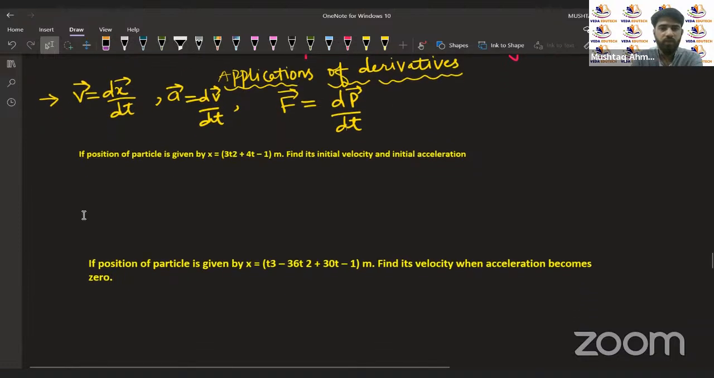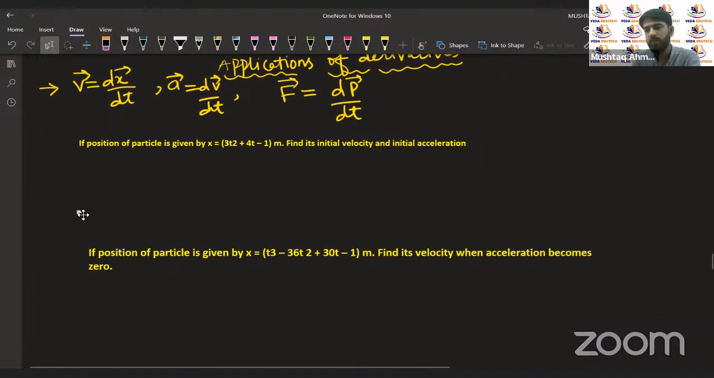And we'll be studying this again when we start the motion along a straight line. We will start the kinematics portion, we will start the dynamics portion, and in SHM as well. When we study the SHM, all the applications of derivatives will be there in all these chapters. So we'll take a simple example here.